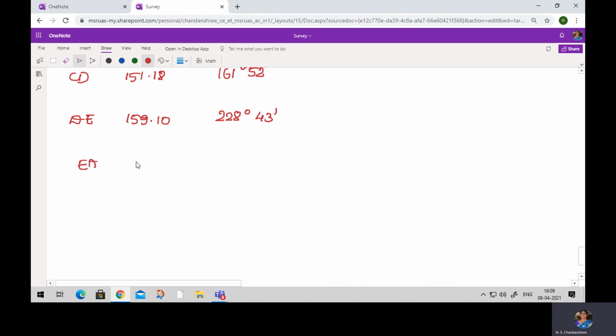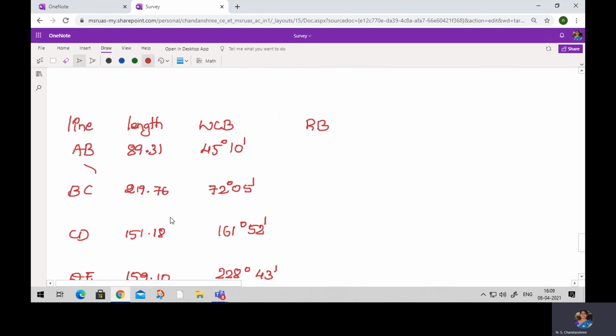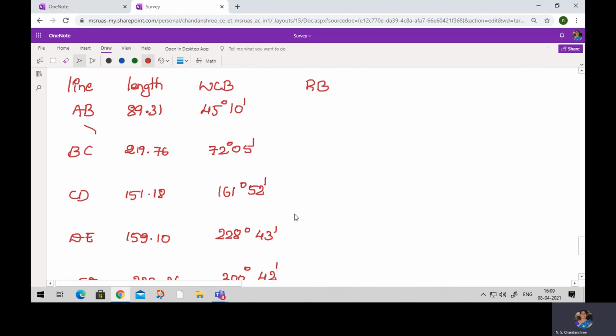For the line EA, the length is 232.26 and this is 300 degrees 42 minutes. Once we get the whole circle bearing of these lines, we can calculate the quadrantal bearing or the reduced bearing of these lines. So this is north 45 degrees 10 minutes.